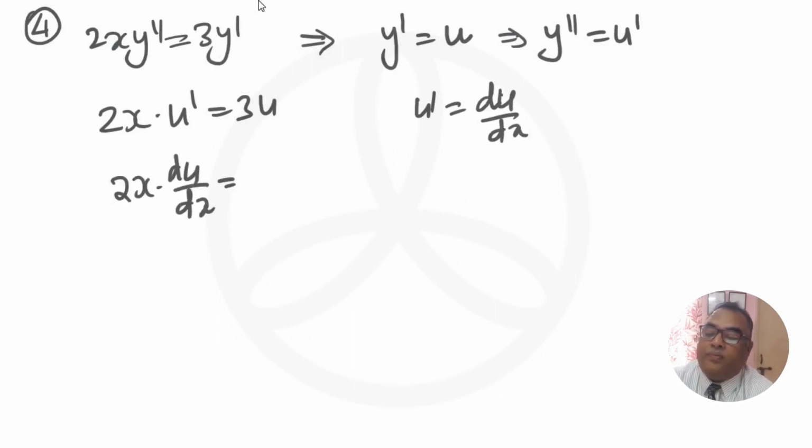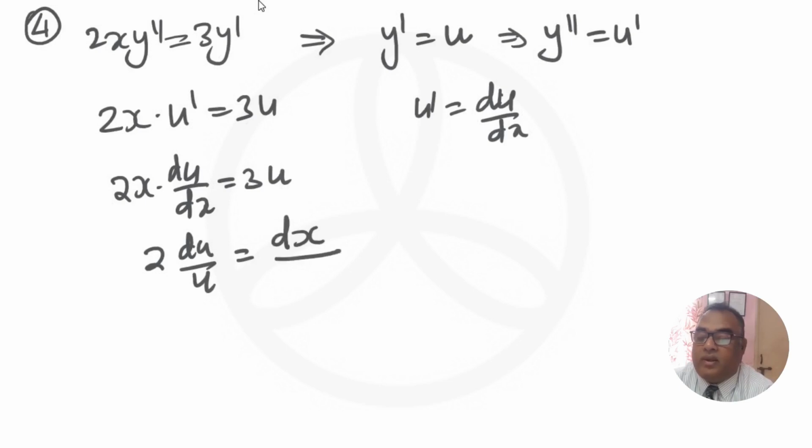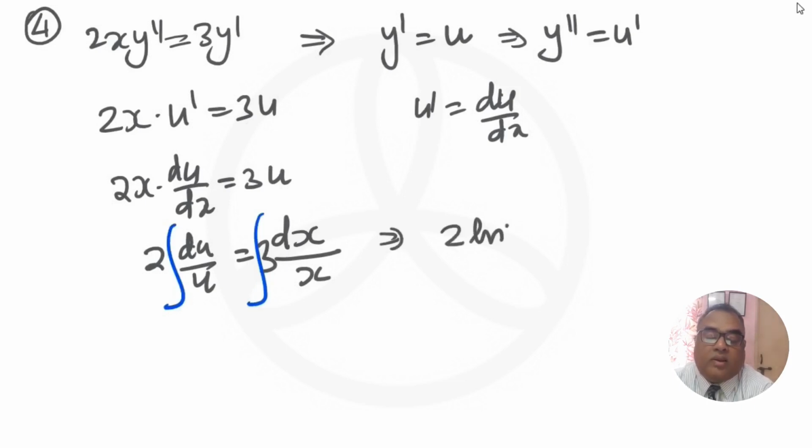Now we have to separate the variable, and we get here, first of all, I'll divide the entire expression with u and then multiply with dx. So we will have 2 du/u is equal to, on the right hand side we will have dx, and this x will come here, this will become x, and this 3 will remain as it is. Again apply integration on both the sides, we get 2 ln u is equal to 3 ln x plus a constant of integration.